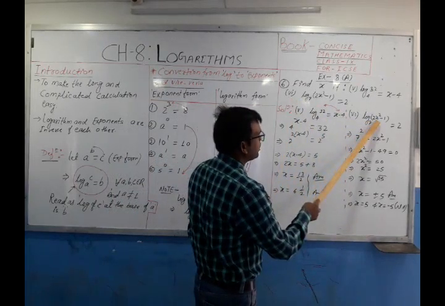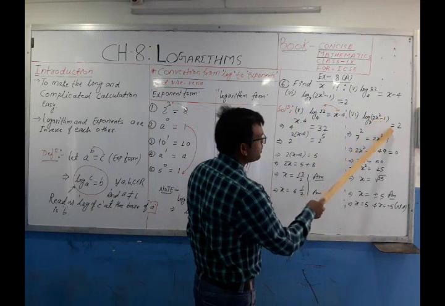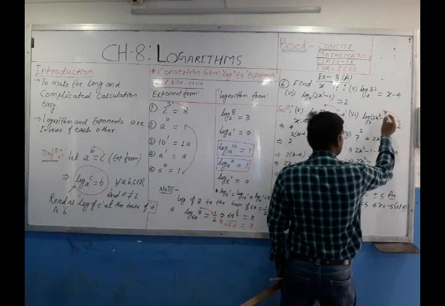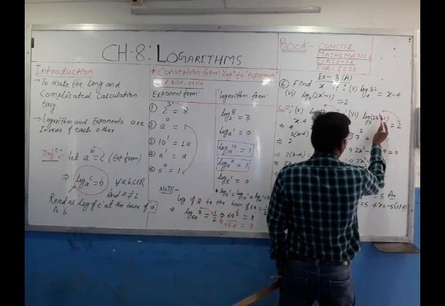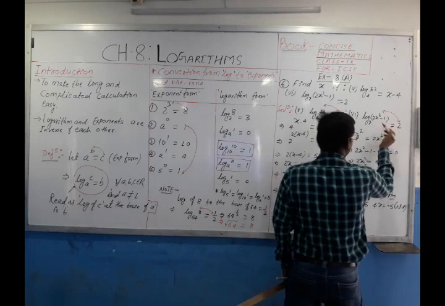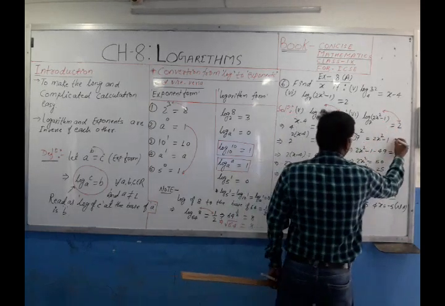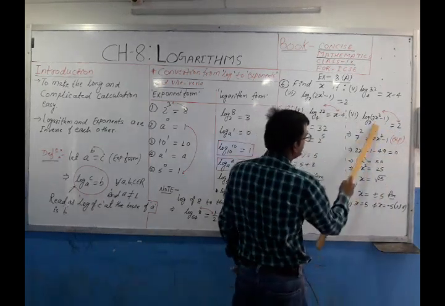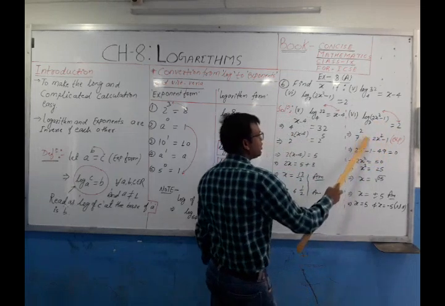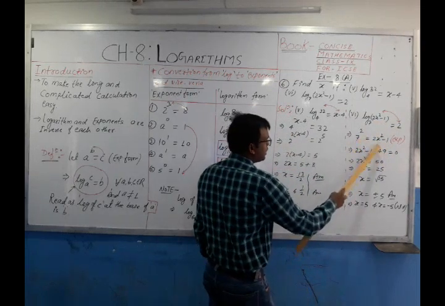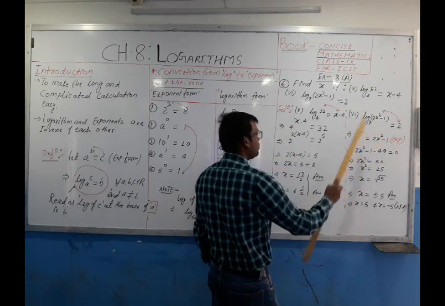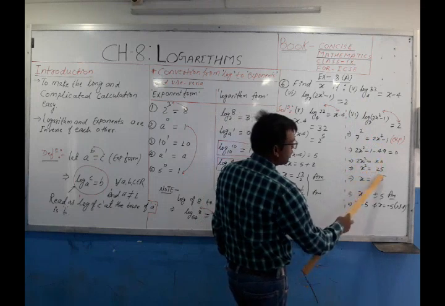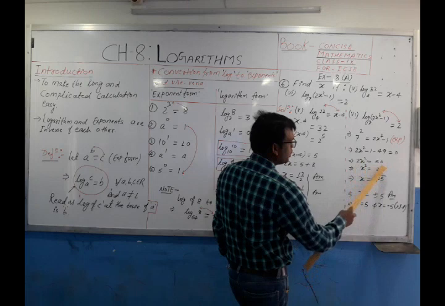Log base 7 of (2x square minus 1) is equal to 2. In the same way, you interchange this: 2x square minus 1 and 2, and convert this into exponent form. Then just simplify: 7 to the power 2 is equal to 2x square minus 1. 7 square will be equal to what? 49. Just transfer terms from LHS to RHS, and this will be 2x square is equal to 50. So x square will be 25 after dividing by 2.